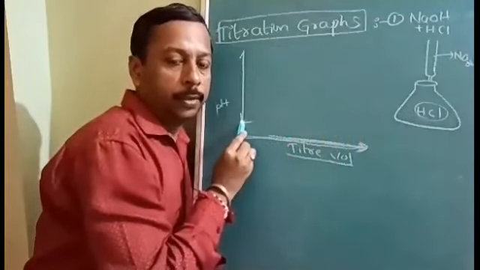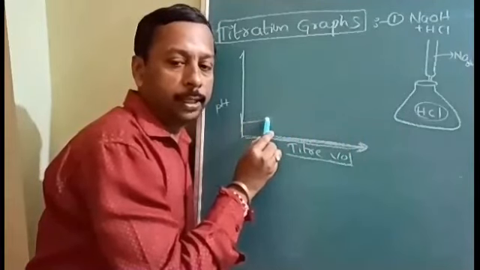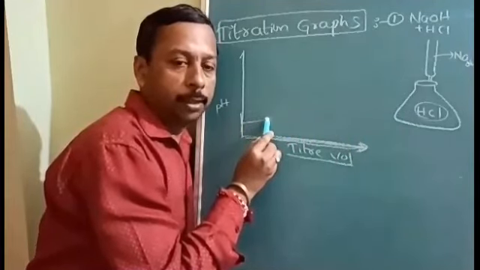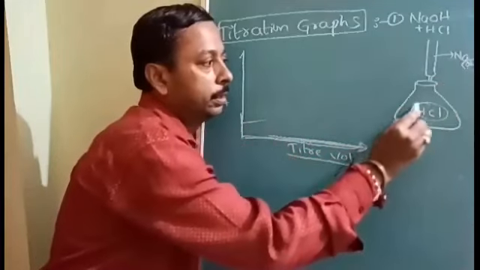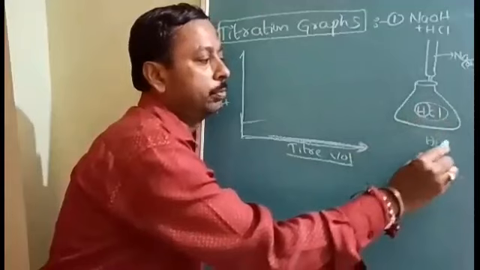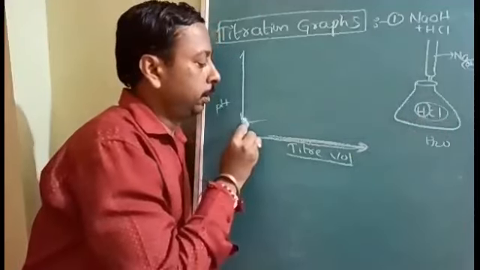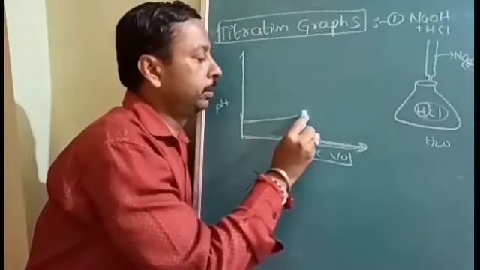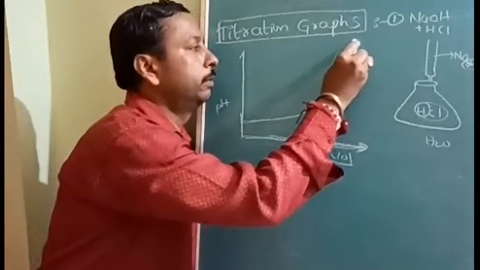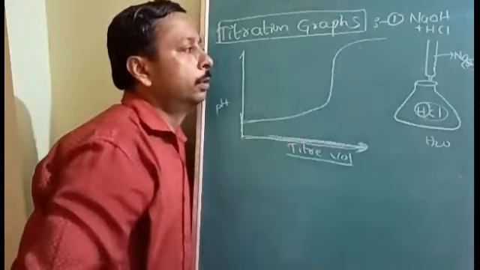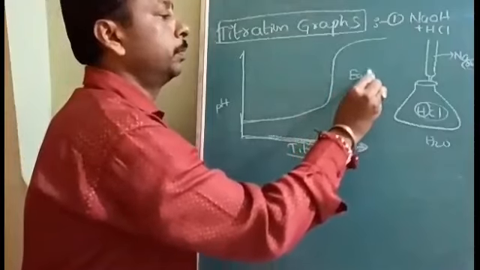Once you are adding the NaOH, the concentration of H plus will keep on being converted into H2O. NaOH's OH and HCl's H will react to form H2O. So the concentration of H plus will keep on decreasing. Therefore, there will be a small variation like this and then a sudden sharp increase. Then it will be like this. So this is the equivalence point.